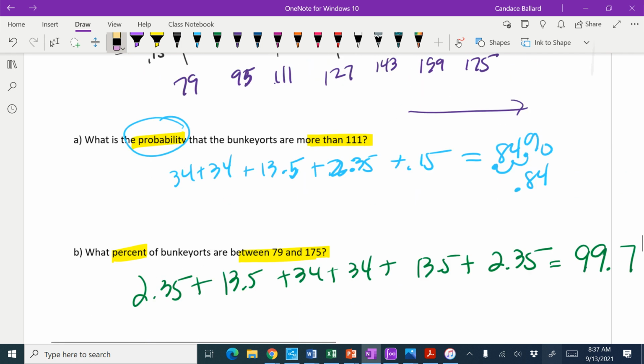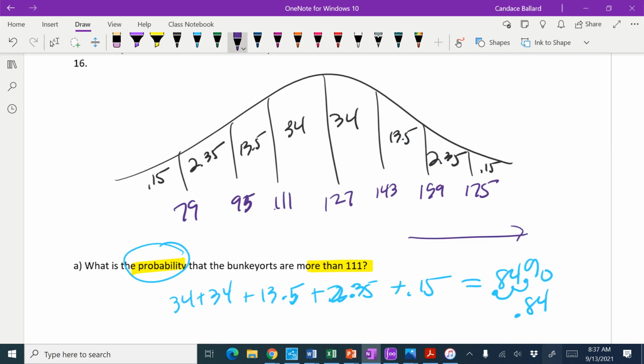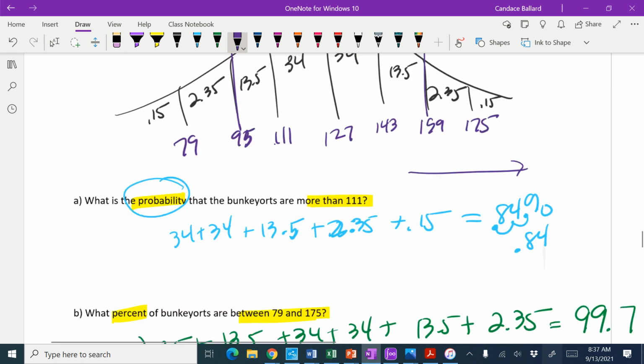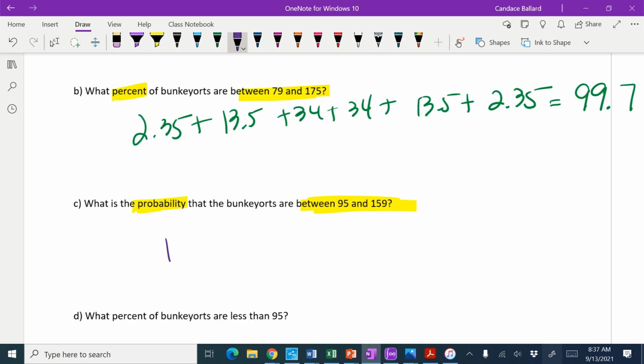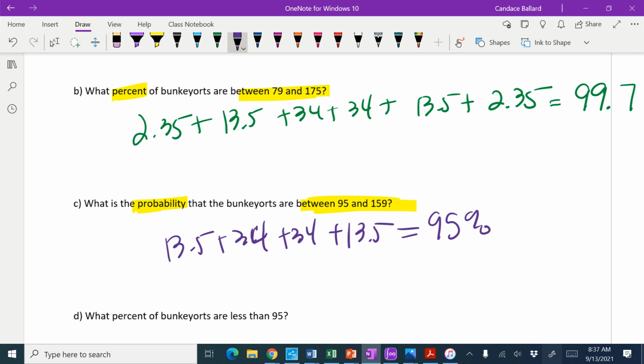I totally forgot. 95 and 159. So let's see. 95 and 159. So I'm adding the stuff in the middle. 13.5 plus 34 plus 34 plus 13.5. What'd you get? 95? And that was in percent. Can I leave it like that?